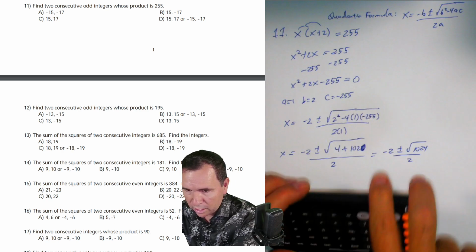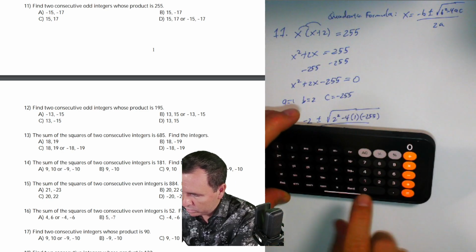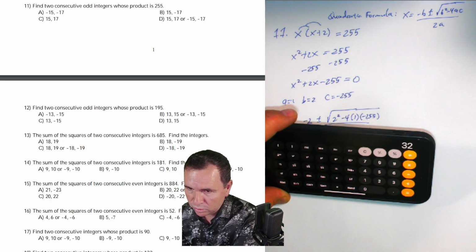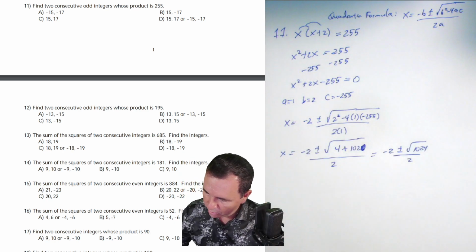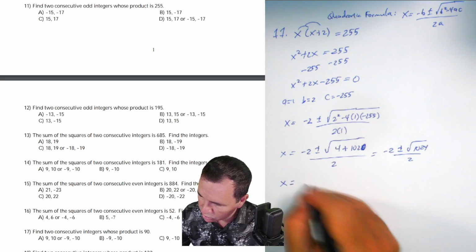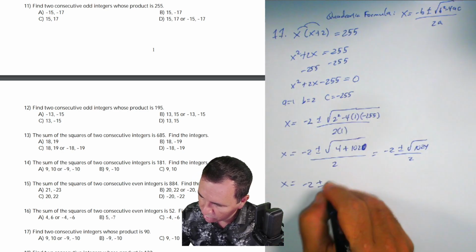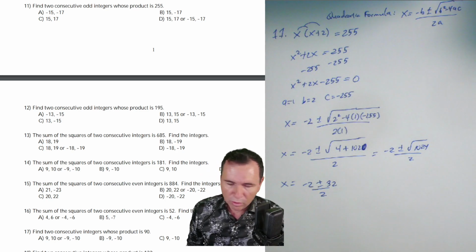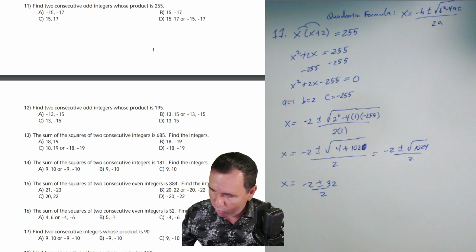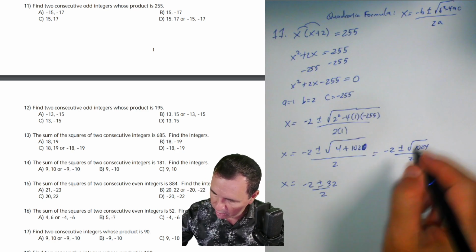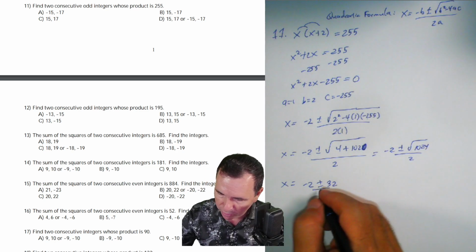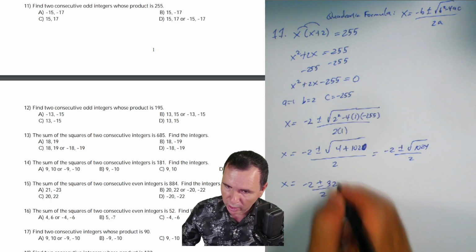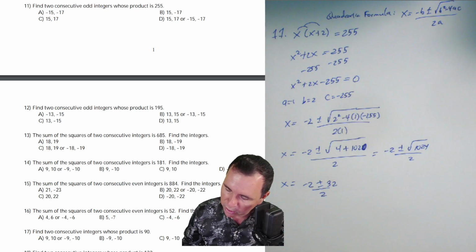Turn my calculator sideways. If I do 1024 and then I press the square root button, I get 32. Okay? So this is x is equal to negative 2 plus or minus 32. Do not put the square root again because you already finished with it. Once you take the square root, the action's already taking place. You do not put the square root symbol anymore. Some people put the square root again. No, you're not going to take the square root and then the square root again.